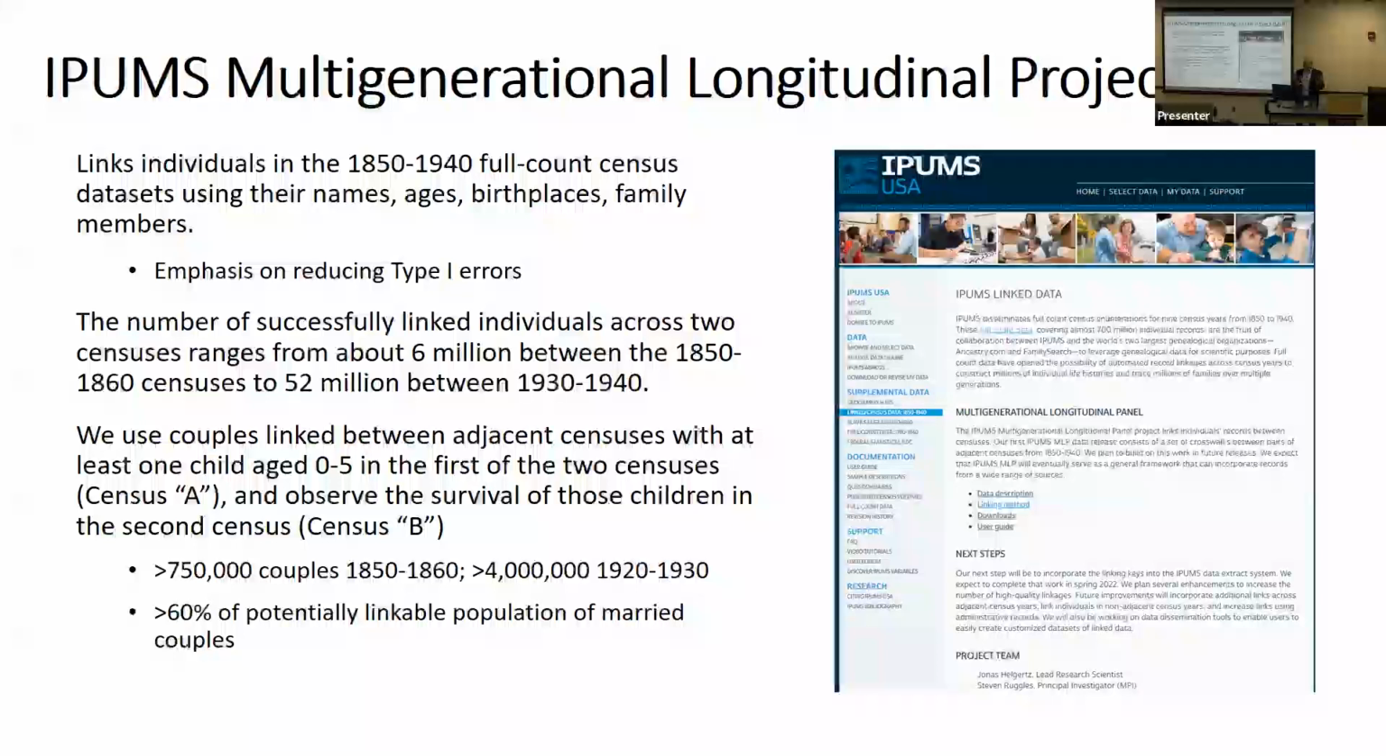We've done all kinds of analysis of whether they look different than others. They're slightly more literate than the ones we don't link, slightly more likely to be living in the Northeast, slightly more likely to be farmers. But these are really small differences, and we've done our results weighted and unweighted. It's the exact same thing. Okay.